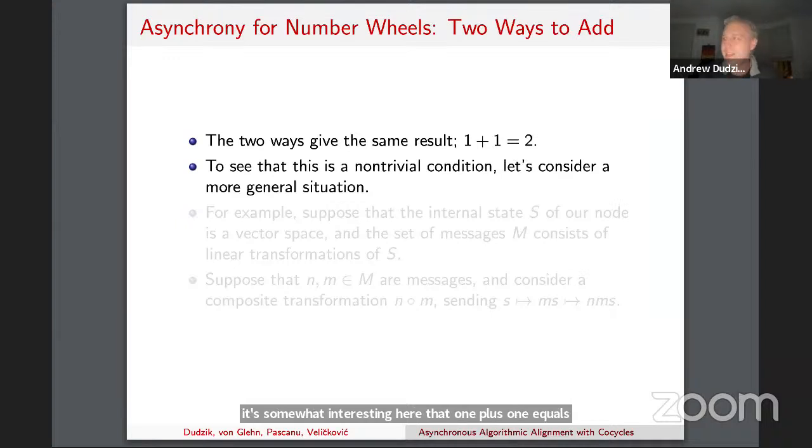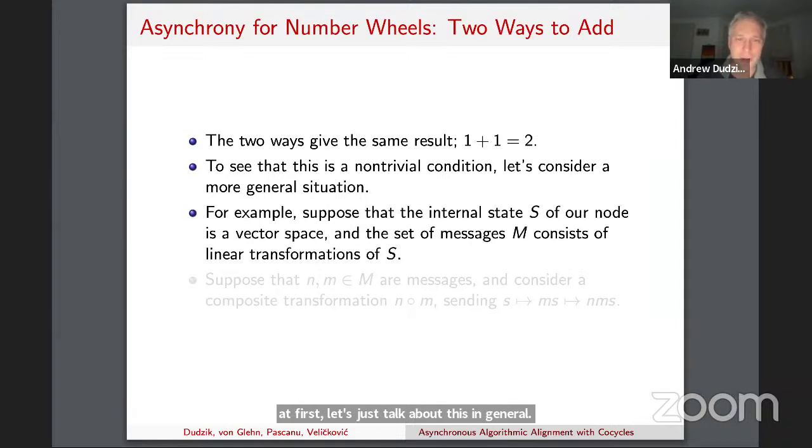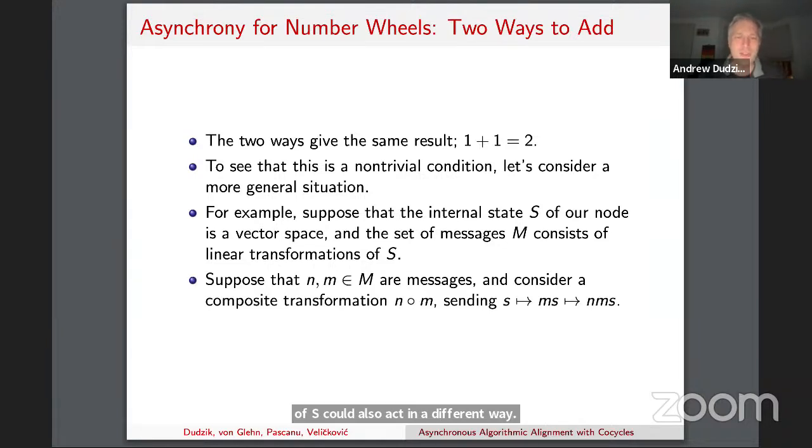So to see that this is more interesting than it looks at first, let's just talk about this in general. So let's say that the internal state of our node is a vector space. This is just an example. There are other versions of this, but and then we have a set of messages consisting of linear transformations of S. Could also act in a different way, but say it's linear transformations. And now if we have two messages coming in, N and M first, now consider the composite message N composed with M. So this is two state transitions, S goes to MS and then NMS.